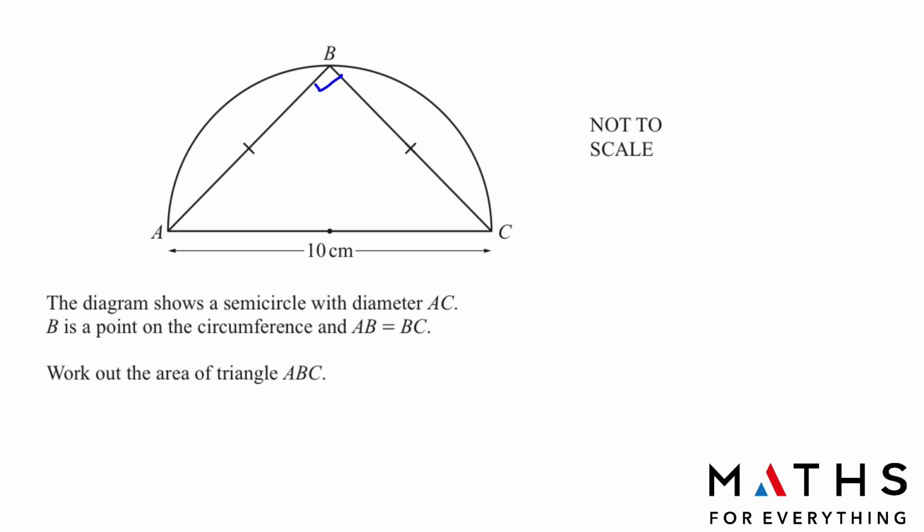This is one of the circle theorems. It means this is a right angle triangle and these two sides are equal. AB is equal to BC. Let AB equal x. Therefore, BC will equal x also.